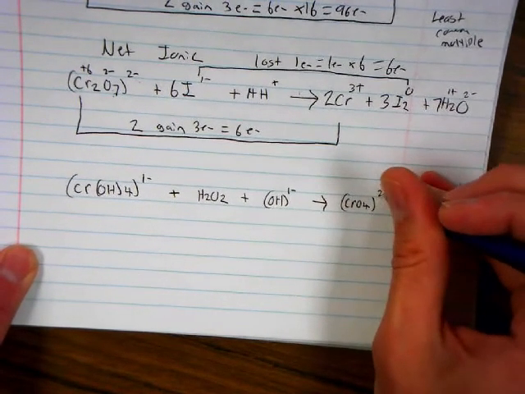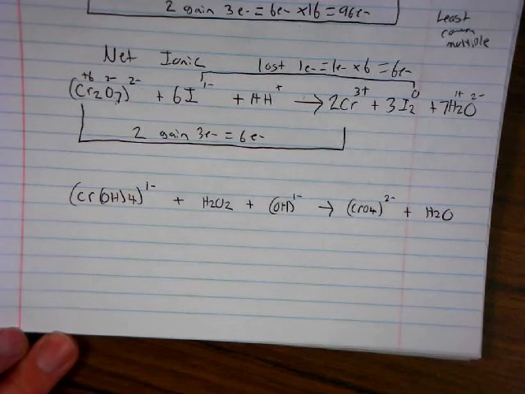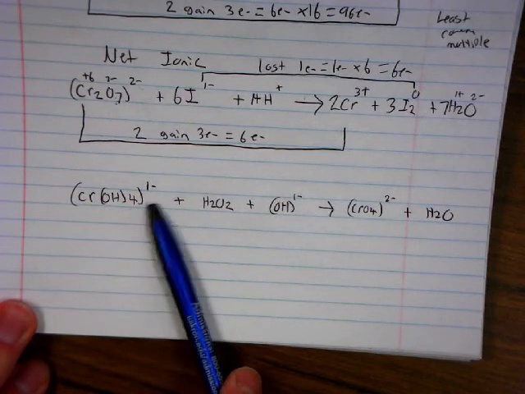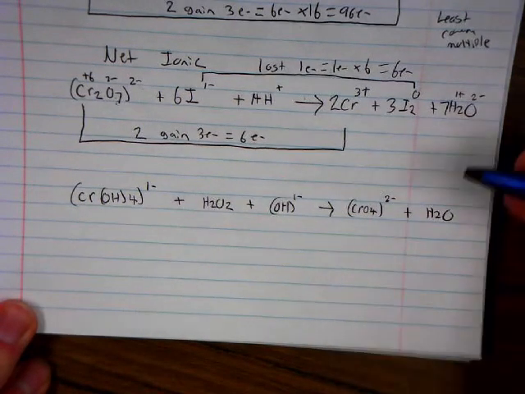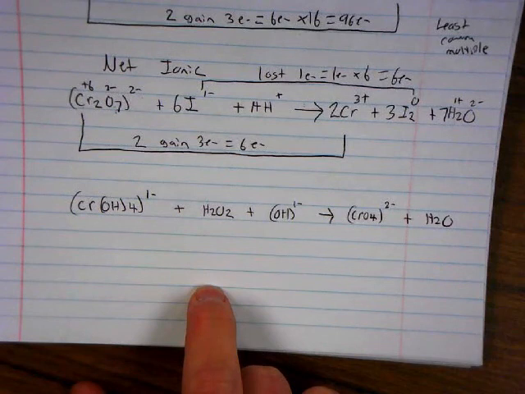Cr(OH)4, that whole thing is 1 minus, plus H2O2 plus OH minus 1, yields CrO4, 2 minus, plus H2O. So there is one to try tonight on your own. Cr(OH)4, that whole thing is a 1 minus. CrO4, this whole thing is a 2 minus. So try that one tonight on your own. It's easier than you think, but it's still pretty hard.